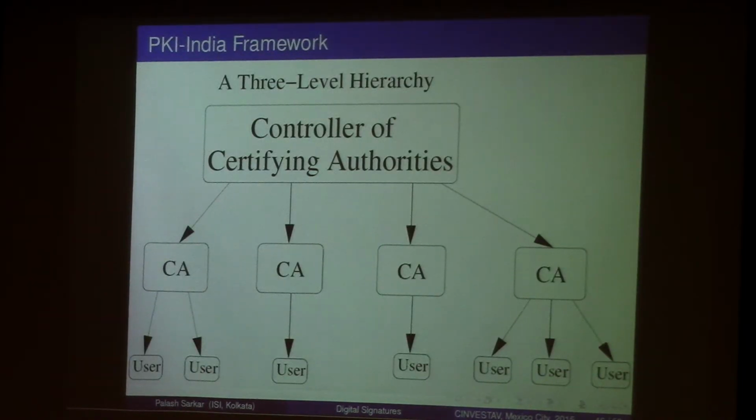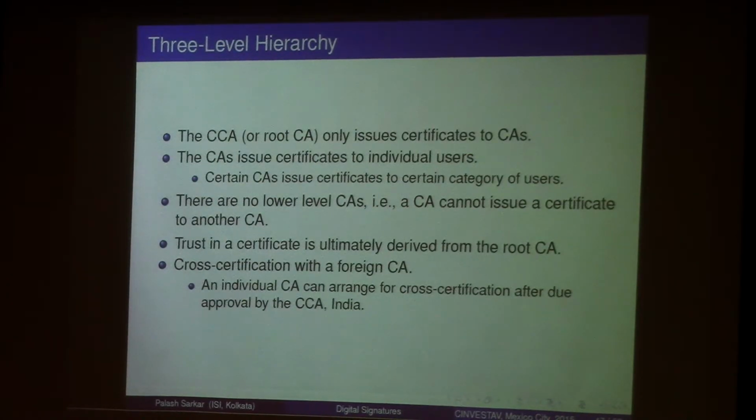This is the PKI India framework. It's a 3-level hierarchy. There is a Controller of Certifying Authorities, which is also called the root CA of India. And then there are lower level CAs. The CAs assign certificates to individual users. The CAs cannot assign certificates to lower level CAs. So it's always a 3-level hierarchy. You have a root CA, then the next level CAs, and then you have users who get certificates directly from CAs. And some of the CAs can give certificates only to specialized users. So for example, for banking technology, there is IDRBT, which gives certificates only to the banks.